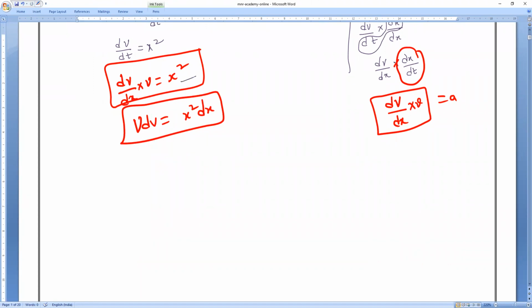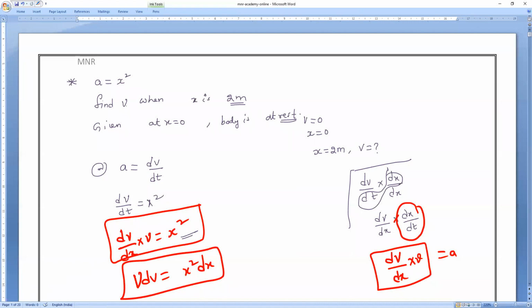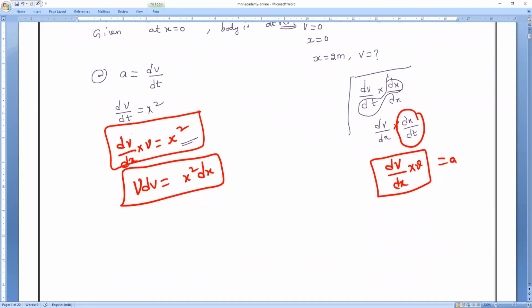You might ask, sir, why are you using this formula? Because we want velocity only. That is the reason we are finding that.